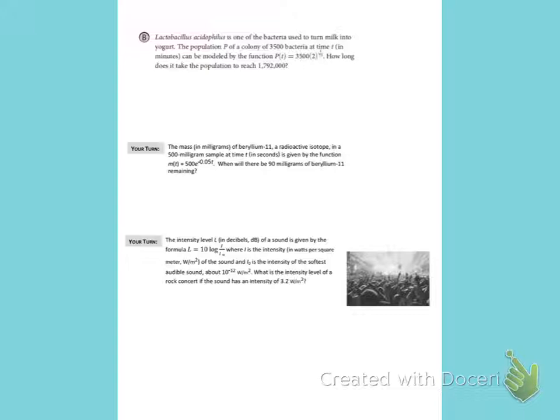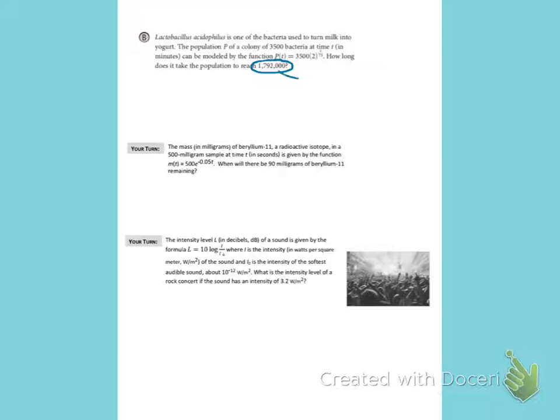the function P of t is equal to 3,500 times 2 to the t over 73. How long does it take the population to reach 1,792,000? So now we've looked at stuff like this, and we've even solved something like this. We used the graphing calculator. Today we're going to try to see if we can evaluate this using our calculator.